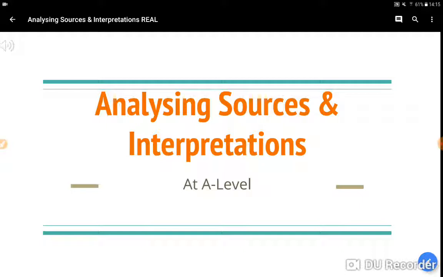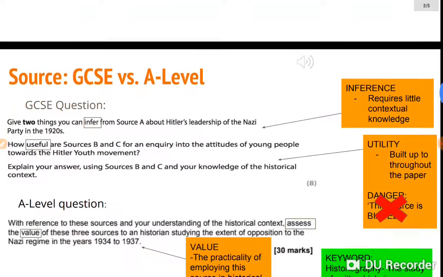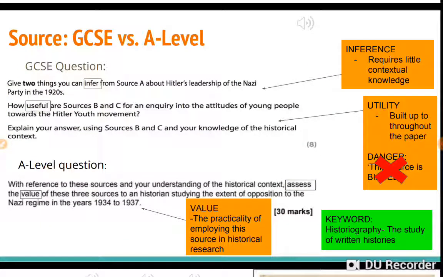First, let's look at the types of source question that can appear on GCSE and A-level exam papers. The first GCSE question is asking you to infer from a source. Much of the knowledge can be taken from the source itself. The second question is asking how useful the source is. This requires wider knowledge of context.